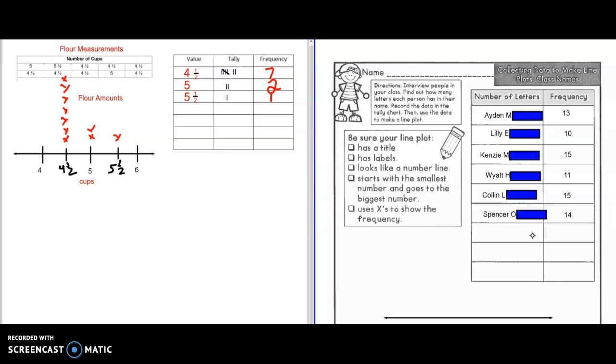Okay, so what you would have done was go around the room and interview different people and find out how many letters are in that person's name. So you would have had to make sure that you were spelling their name correctly and everything.